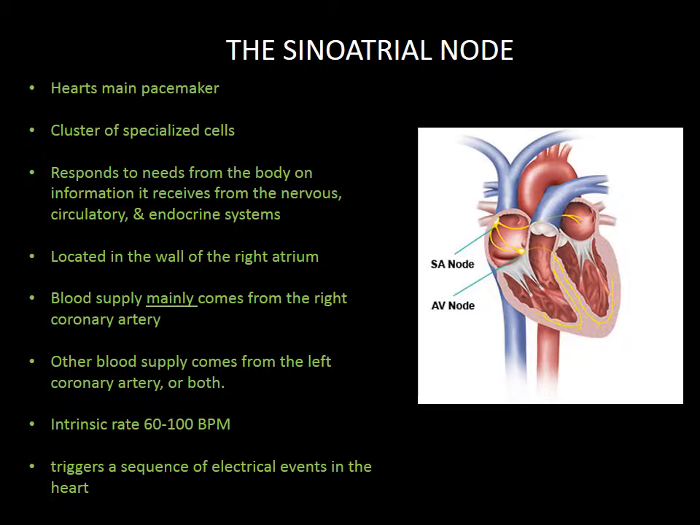59% of its blood supply mainly comes from the right coronary artery. 38% comes from the left coronary artery. And 3% arises from both. The intrinsic rate is between 60 and 100 beats per minute, and it triggers a sequence of electrical events in the heart. Let's go to the next slide.